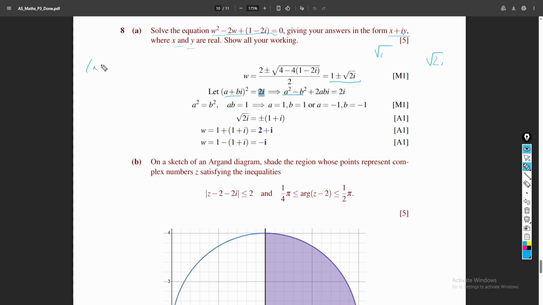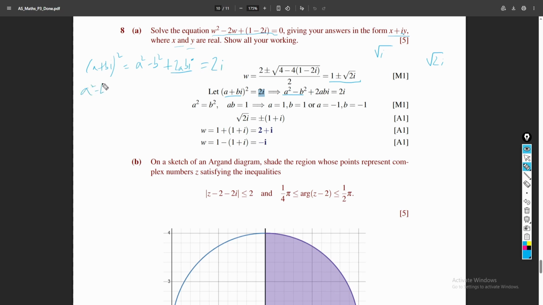Let me just do it here again. a plus bi whole square is equal to a square minus b square, since i square is minus, so b square becomes minus b square, and then plus 2abi. Okay, so this should be equal to 2i. Now we just compare the terms. This has an i term, but this doesn't have it. This doesn't have an i term, and there are no non-i terms here.